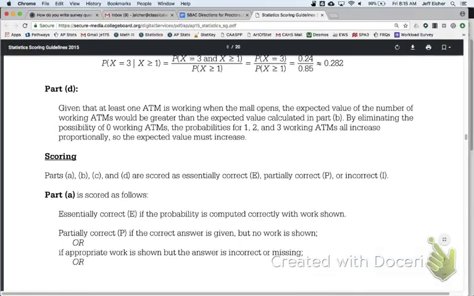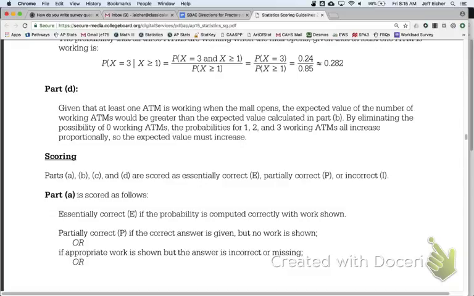Now let me show you how they explained it in the scoring guide. Given that at least one ATM is working, the expected value of the number of working ATMs is greater by eliminating the possibility of 0 working ATMs. The probabilities for 1, 2, and 3 working ATMs all increase proportionally, so the expected value must also increase.